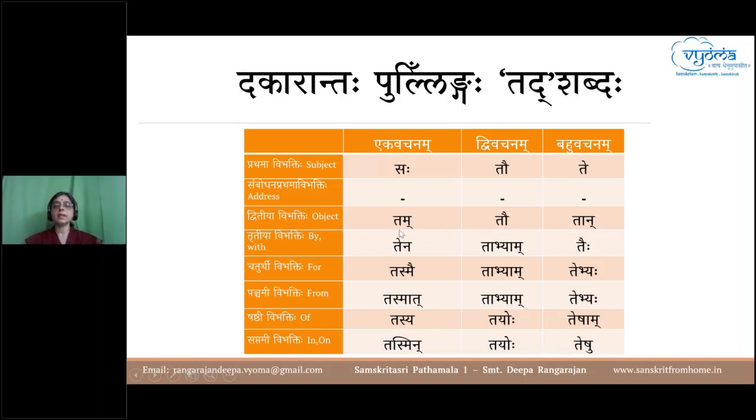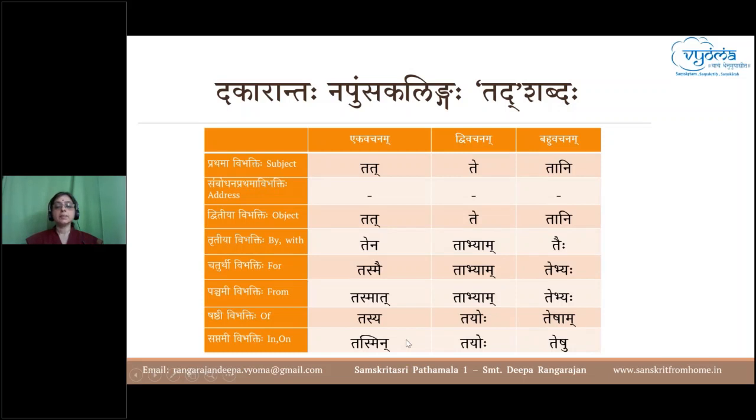You can see that it is more or less like the Rama Shabda which you know, and just observe the differences. Saha tau te, it is not taha. In Ramaha we have an akara and a visarga. Here it is te. Tam tau tan, this is similar. Tena tabhyam taihi, this is also more or less similar. Tasmai, in Rama we had Ramaya, here we have Tasmai. Tabhyam tebhyah, these two are similar. Tasmad tabhyam tebhyah, this is also similar. Tasya tayoho tesham, there we had Ramanam, here it is tesham. And tasmin tayoho teshu, for Rama Shabda we had Rame, here it is tasmin. Tasmin is a new word, so note this difference alone.